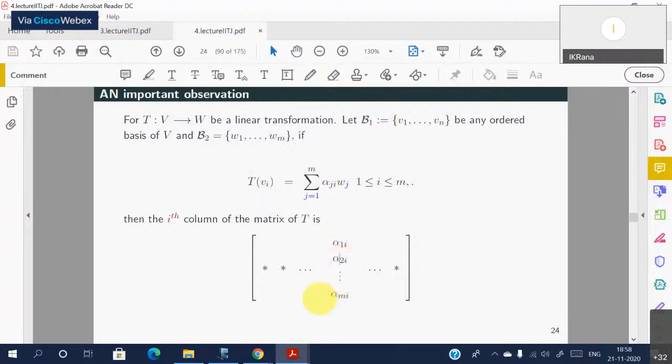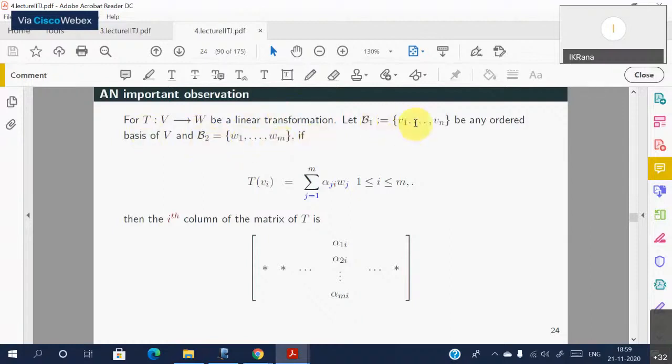So how do you get the matrix representation of a linear transformation T? Take an ordered basis of the domain, v1, v2, ..., vn, and an ordered basis of the range, where T is going to land up, and that is w1, w2, ..., wm.